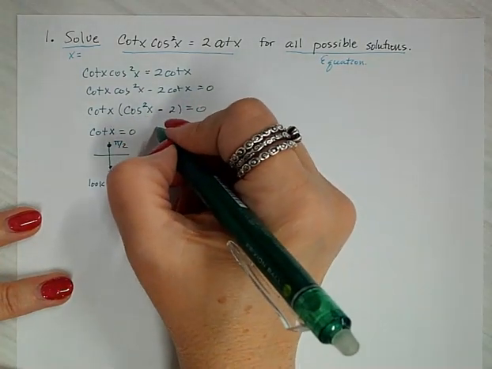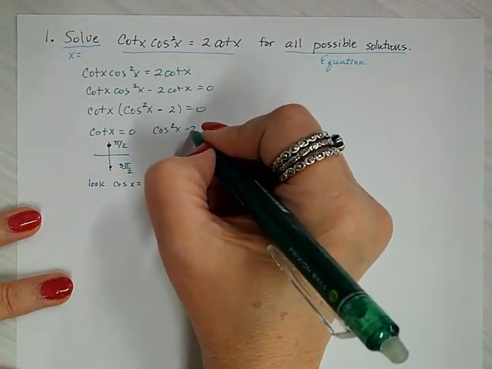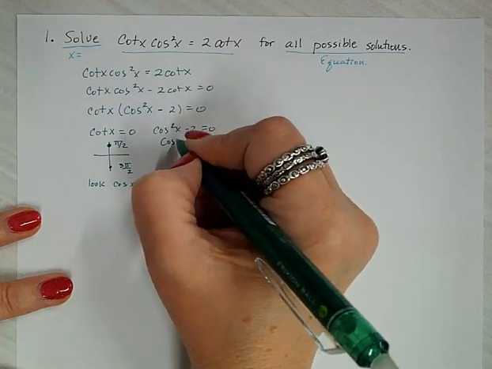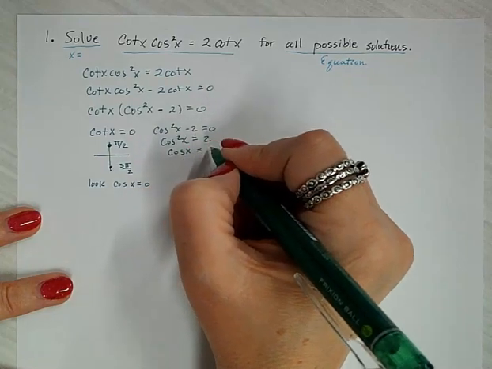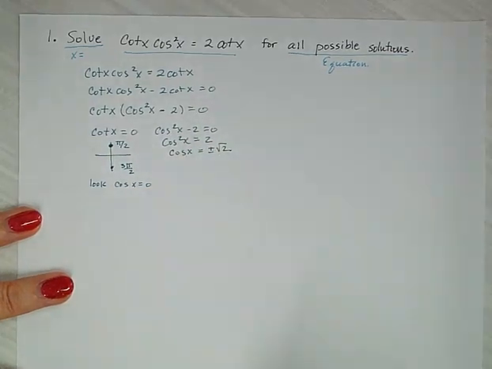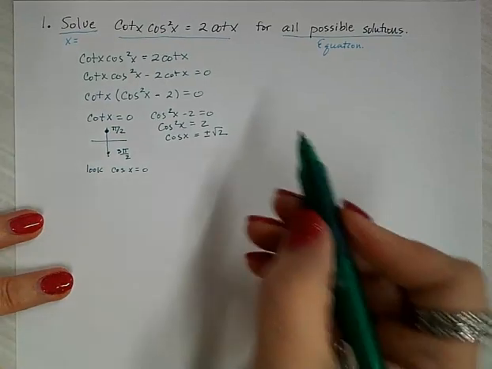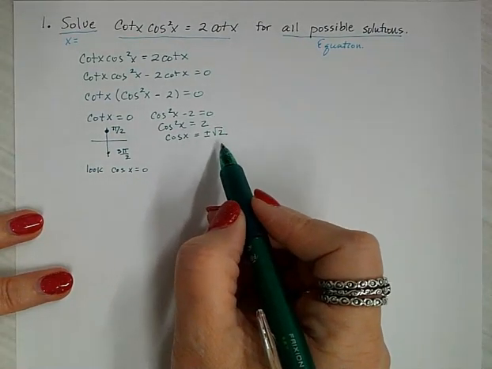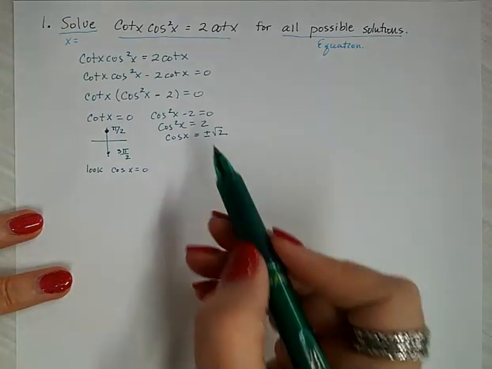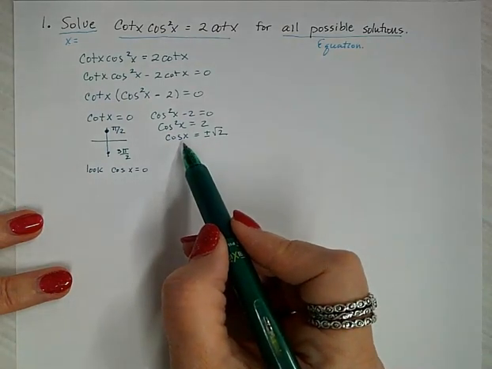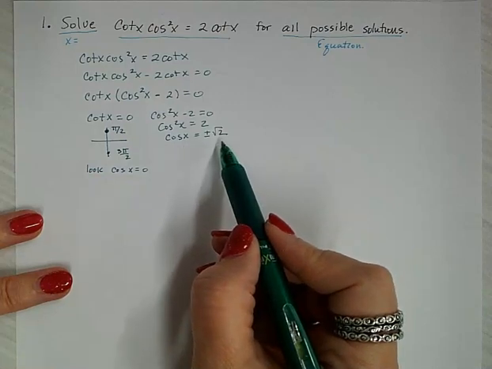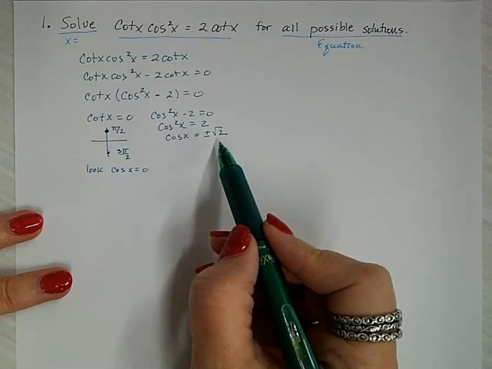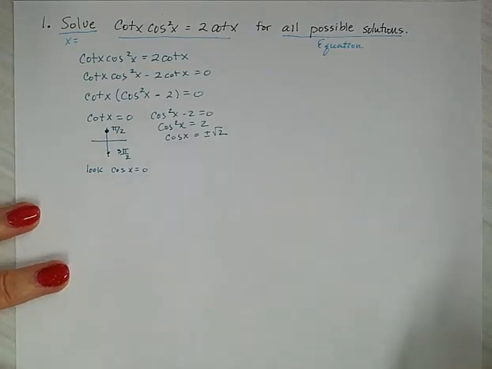Then we're going to take this piece and we're going to say cosine squared x minus 2 equals 0, cosine squared x equals 2, and cosine x equals plus or minus square root of 2. So again, just solving. What I should recognize here is that the square root of 2 is a little bit bigger than 1, and we know that the maximum value of cosine is 1, the minimum value of cosine is negative 1. So this is a little bit bigger than 1 and a little bit less than negative 1. So I am not going to have any solutions that are produced from here.